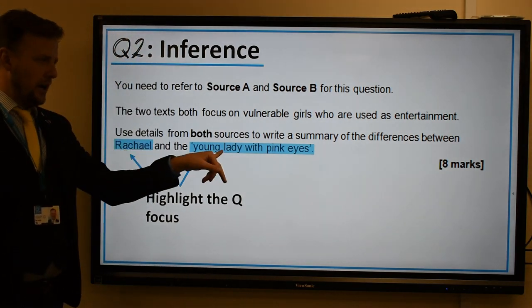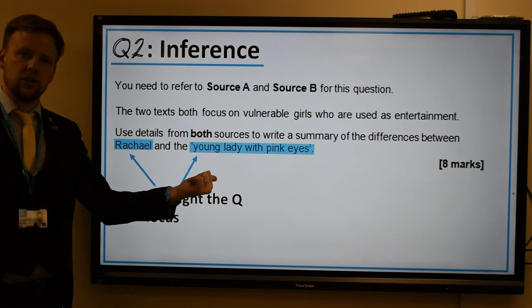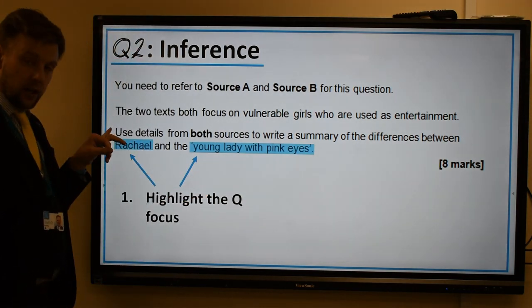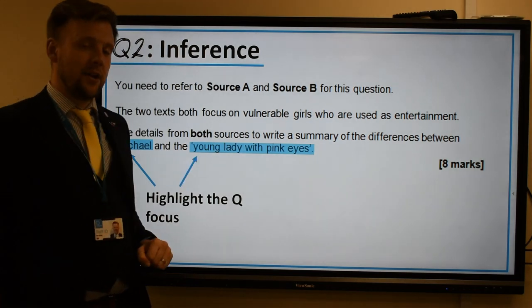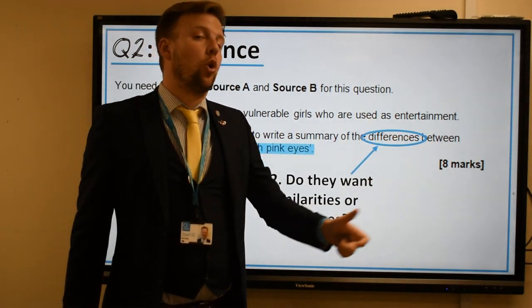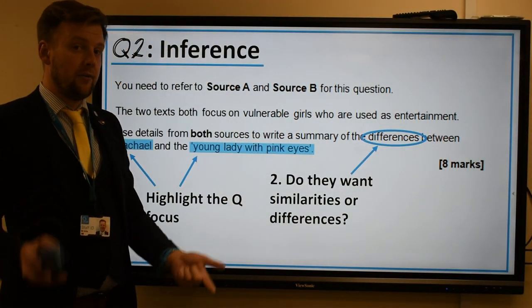Okay, so look at the question, highlight the focus of the question. What are the two very narrow areas it wants us to focus on? In this one, the girl called Rachel in source A and the young lady with pink eyes in source B. Check whether it is similarities or differences, because it could be either or.